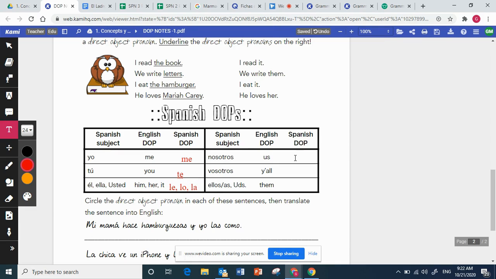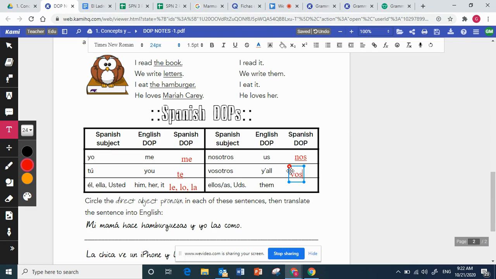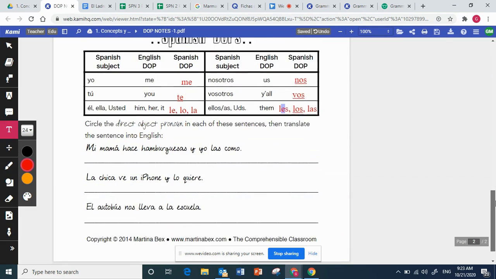If you want to say us in Spanish, we would say nos. Let's make it lowercase. I don't require this one, but for y'all is vos. And then lastly, them. If it's them people, I like to use les. And then if it's objects, los. If it's a masculine object, las. If it's feminine. Sometimes, though, in Latin America, they will use lo and la and los and las for people as well, but I like to distinguish using les, which is grammatically correct.